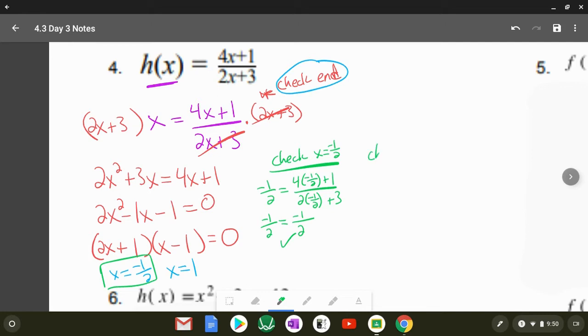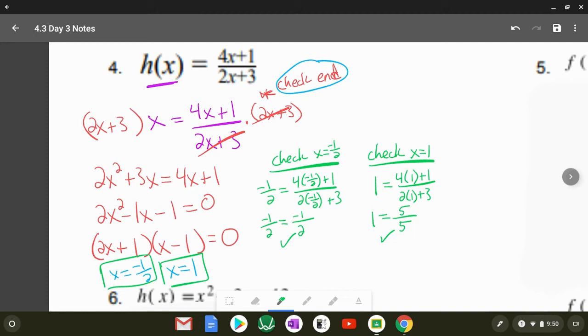And then if we have to check x equals 1, when we go ahead and plug it in, we have 1 equals 4 times 1 plus 1 over 2 times 1 plus 3. And we have 1 equals 1 equals 5 over 5, which does work. So in this case, they both do work.